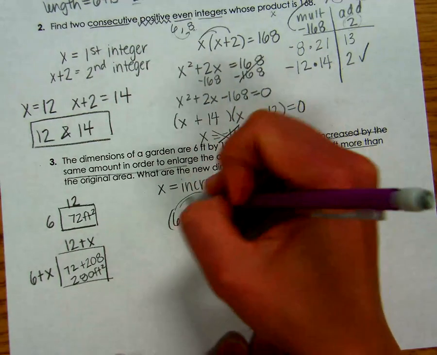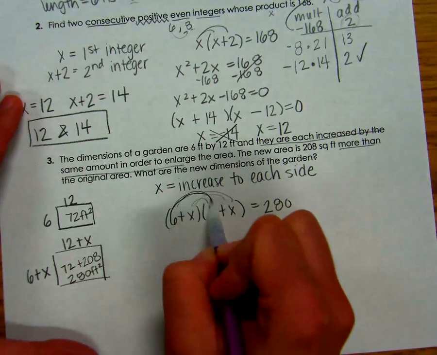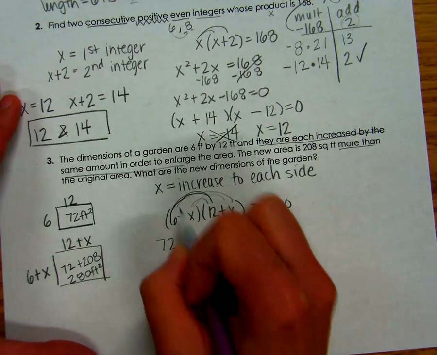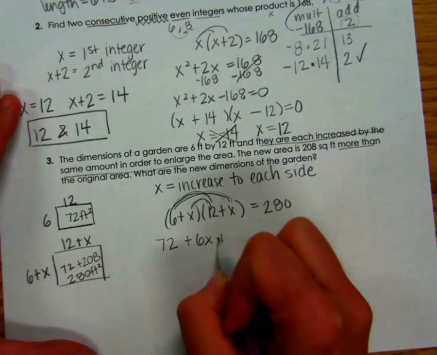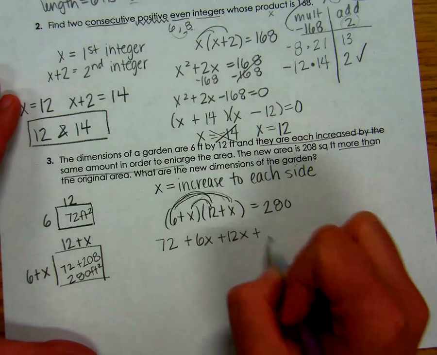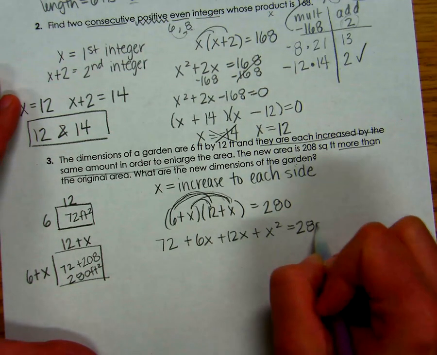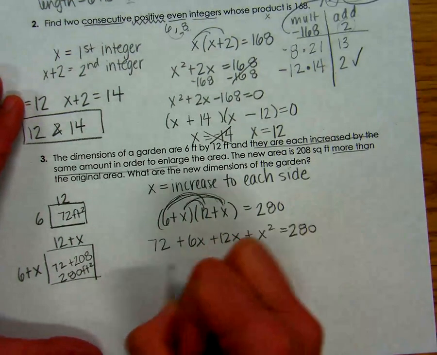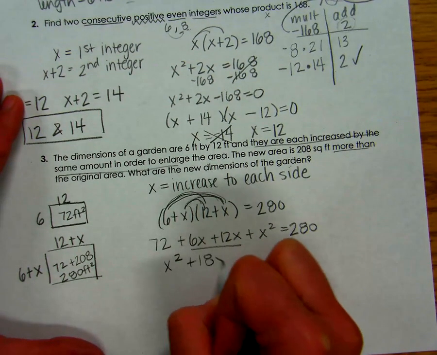And then I'm going to do the FOIL method, or the double distributive. So I'm going to do my first term. 6 times 12 is 72. 6 times x is 6x. x times 12 is 12x. And x times x is x squared. And I'm just going to take a few minutes to clean it up. I'm going to make my x squared term first. That combines to 18x.